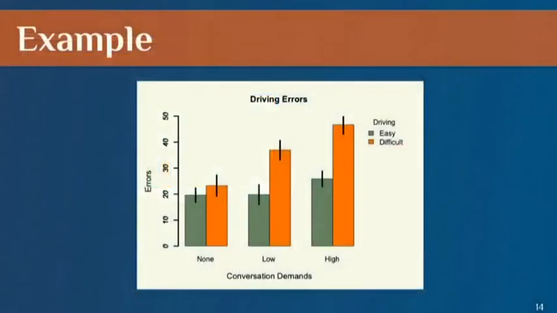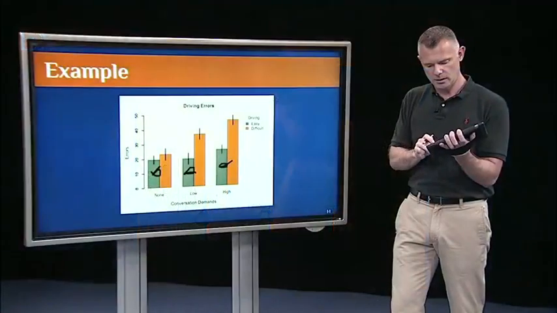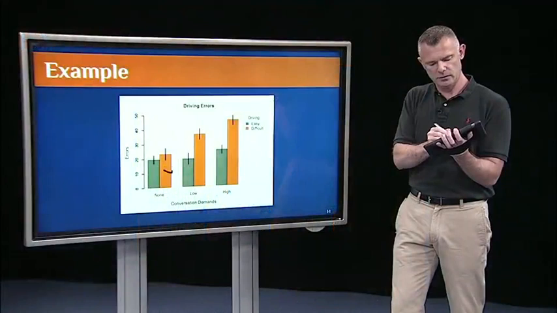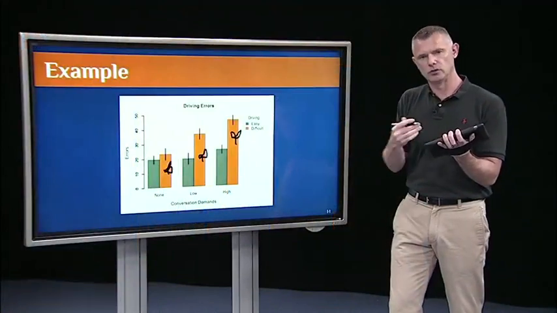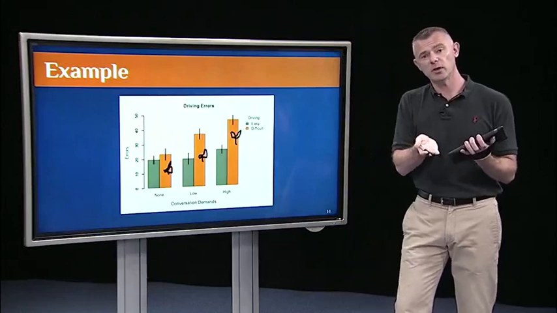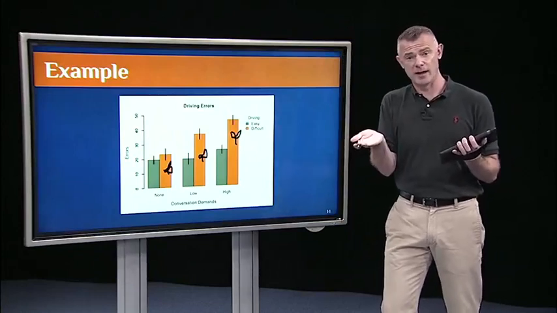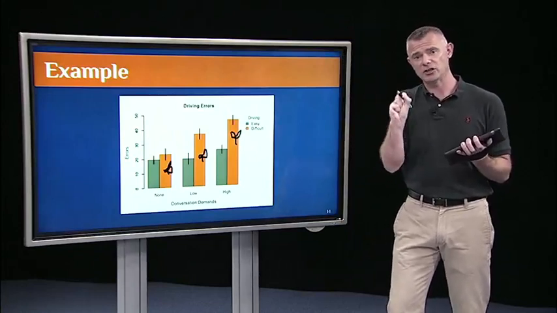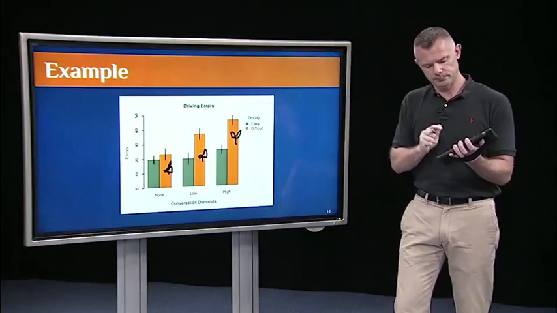So look at the effect of conversation demand in the easy driving simulator. So this bar, this bar, this bar, not much of an effect. It's going up a little with conversation demand, but not much, especially relative to the orange or lighter bars, right? And it's really going up. So the simple effect of conversation demand is different at each level of driving difficulty.